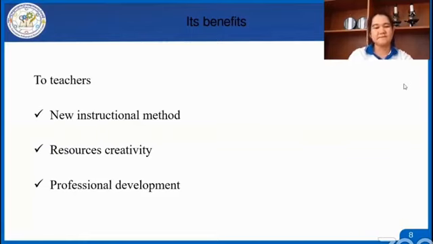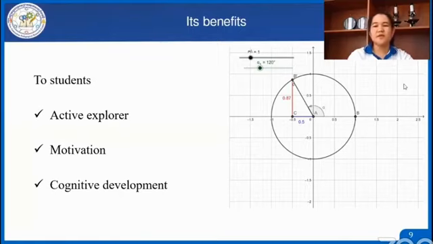To the student, when students learn by using GeoGebra, they are more active, they are more motivated, and their cognitive development also improves. They are more active because when they use GeoGebra, they can play with it by moving the slider when the teacher creates the slider for them. The student is also motivated because when they move the slider, they can see the process or the steps of the mathematical concept. When they understand the mathematical concept or the mathematical process, they are more motivated.